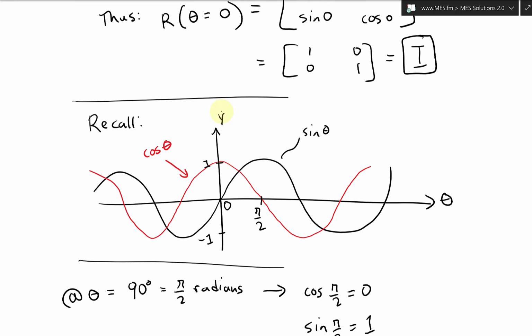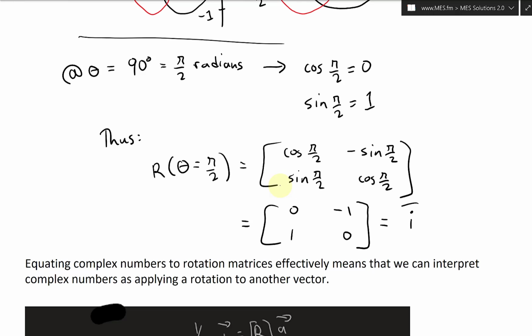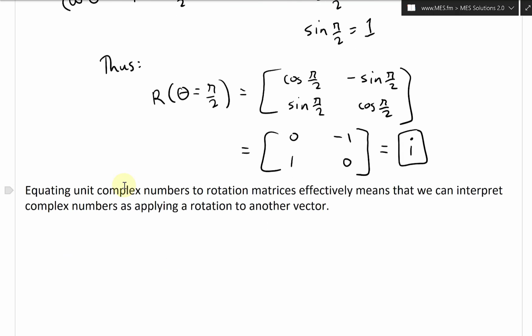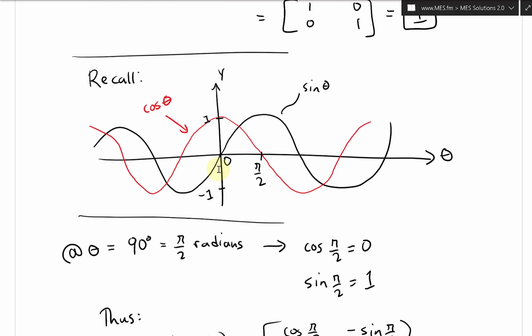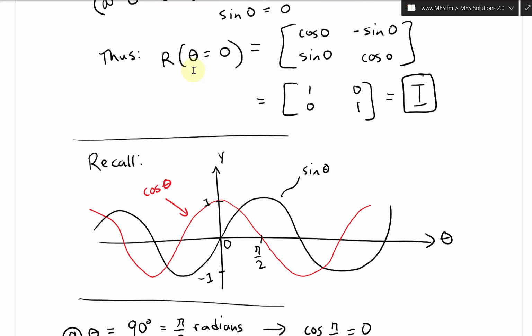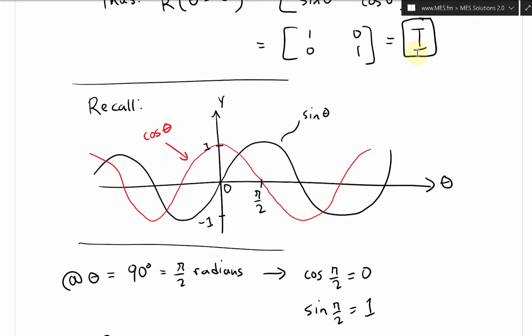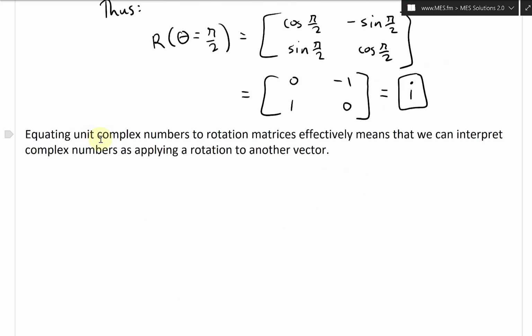I'm just going to box this in because we just solved that out, and this equals 2. All right, going further, now that we have these as angles, or just rotations, because we plug the rotation angle inside this rotation matrix, and we get our identity or imaginary matrix. So equating unit complex numbers to rotation matrices effectively means that we can interpret unit complex numbers, because if it's not the same length, there's going to be some stretching involved, as applying a rotation to another vector.